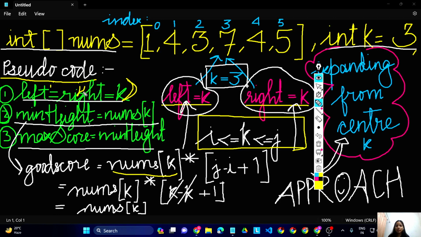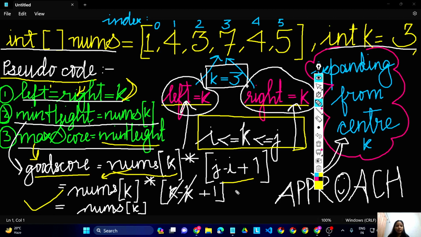So my pseudocode: I'm initializing both left and right to k, and then I'm initializing my minimum height equal to nums of k. The minimum of all the numbers, when both are pointing to k, will be equal to nums of k. And then what will be the maximum score? Maximum score here implies the good score only, so it will be equal to minimum height. Just to showcase why, I have already solved it here. You can clearly see the formula to calculate the good score was the minimum of numbers from index i up to j multiplied by j minus i plus 1. So nums of k will be there.